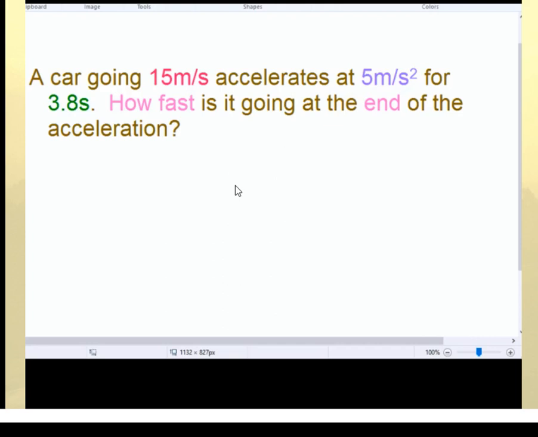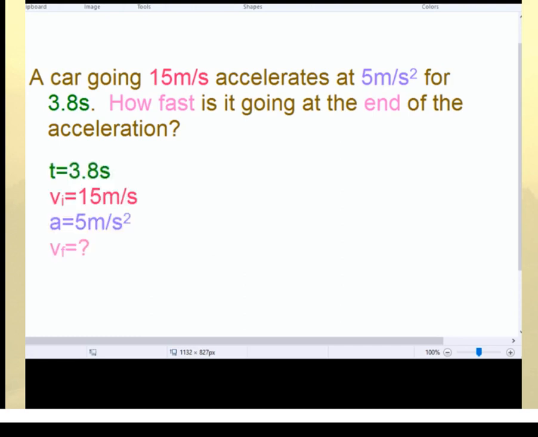So in this problem, I have highlighted the different important numbers with the units after them. Meters per second, we can tell that's a velocity. Meters per second squared, we can tell that's an acceleration. Seconds, we know that's a time. So given all those things, let's write down what we know.